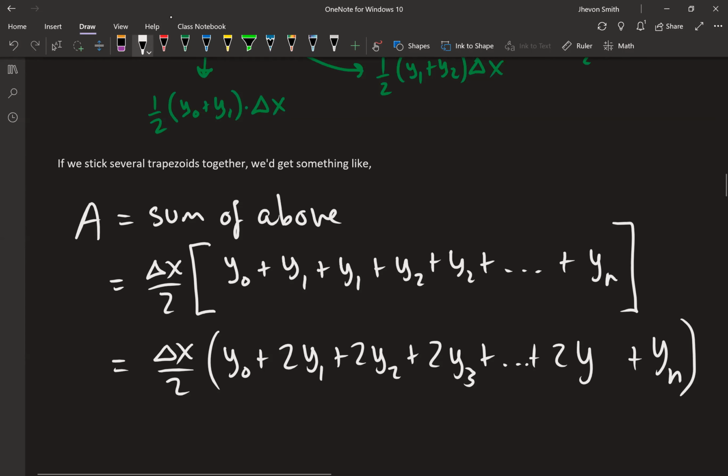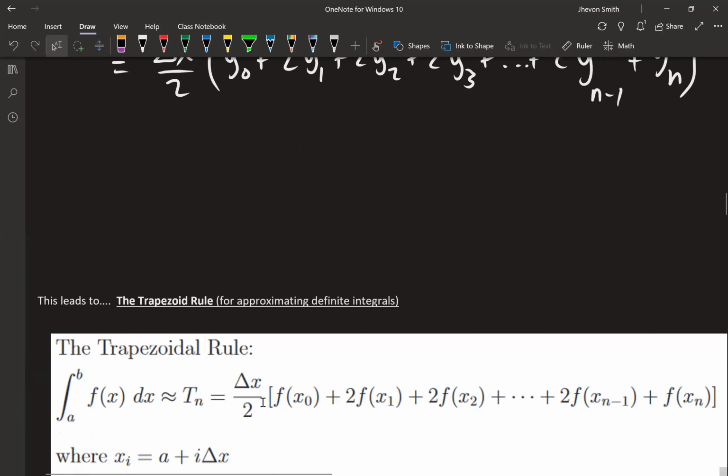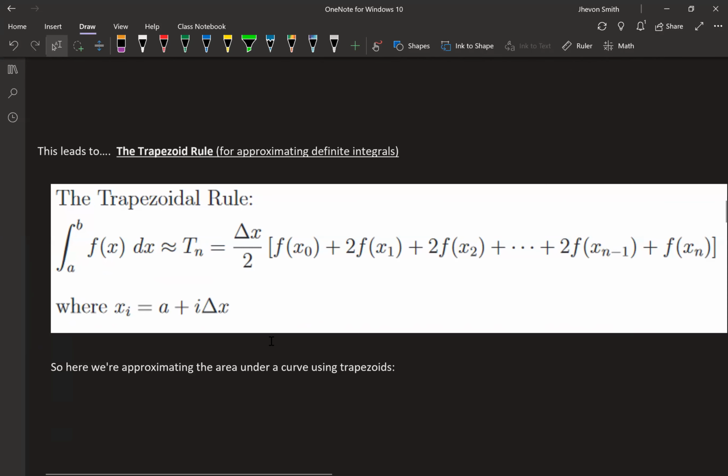So it looks almost like what you would see in a midpoint rule or something. But instead here, all the intermediate guys are doubled. And they're doubled because of the area of a trapezoid formula. And here we have delta x over 2, again, from the area of the trapezoid formula. So this leads us to, drum roll, the trapezoid rule. That's this guy.